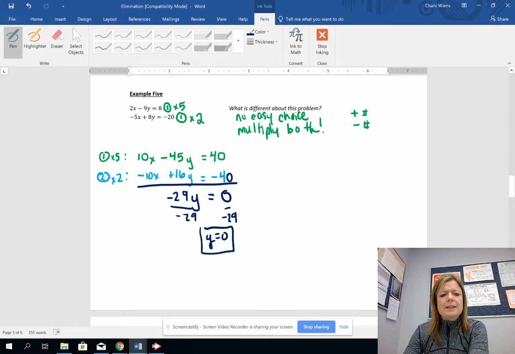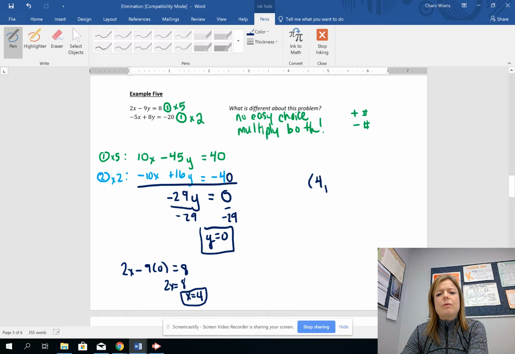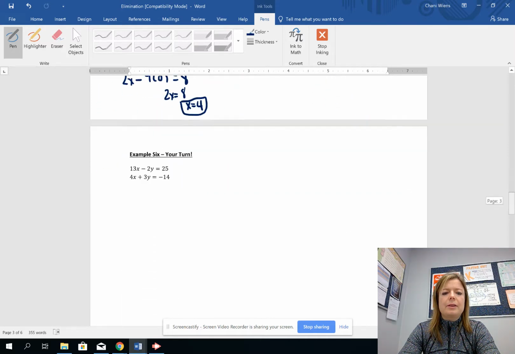Then we solve for x. So 2x minus 9 times 0 equals 8. So 2x equals 8, x equals 4. So the solution to this linear system is 4, 0. Okay, so let's try another one.